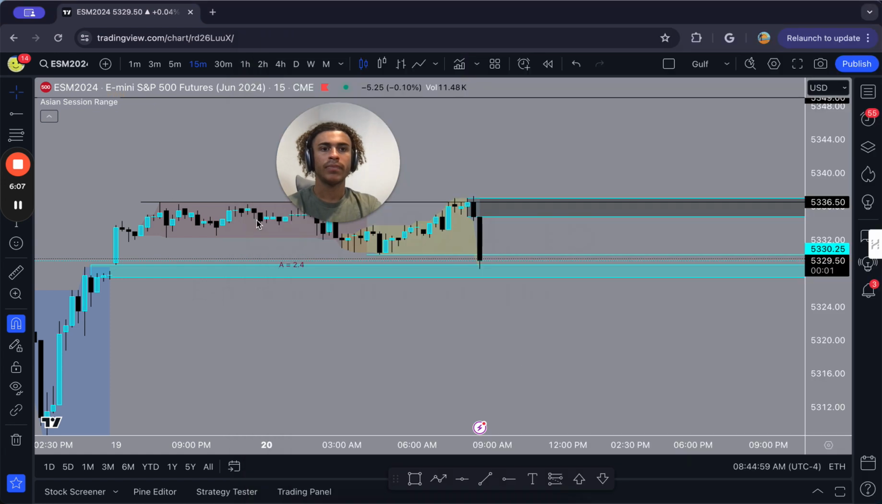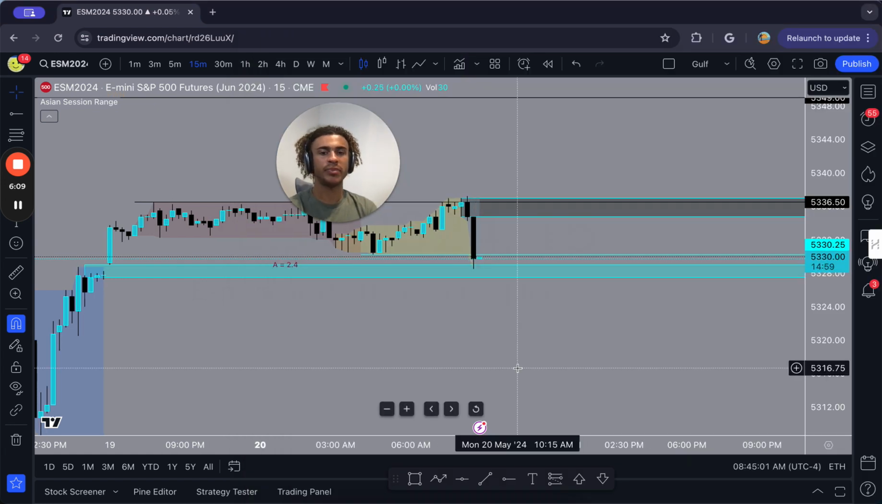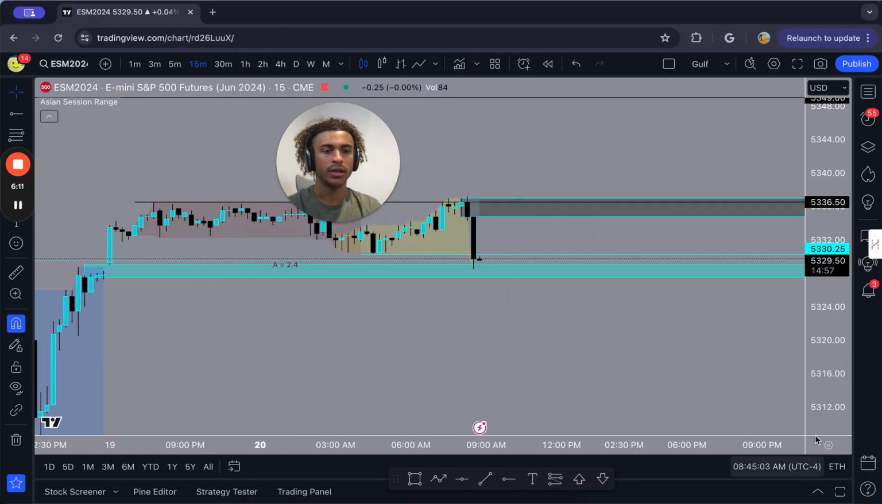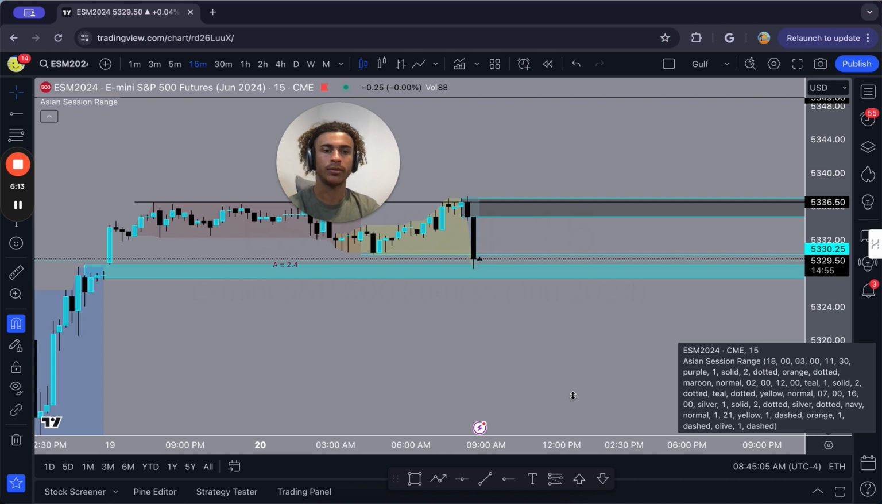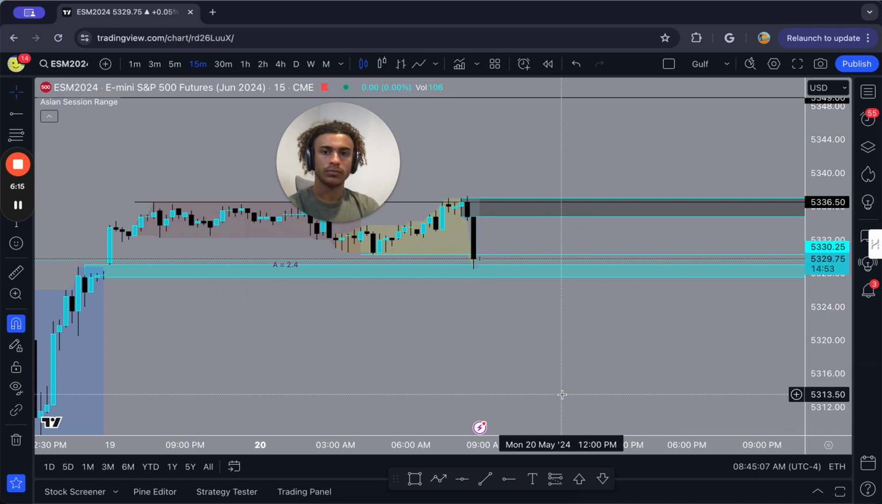Somebody said, I don't see that gap in my chart. That's because you have regular trading hours on and I have extended or electronic trading hours on. Also, make sure you're looking at ES.